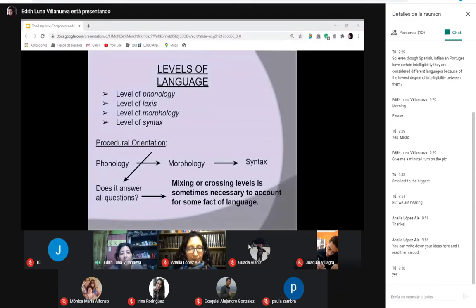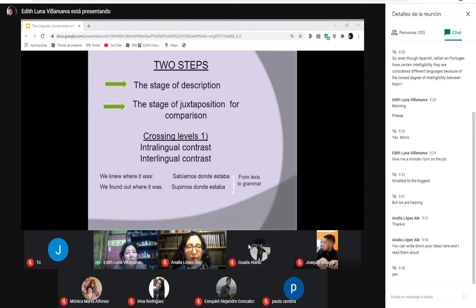Now, can you see what I'm seeing? Levels of the language. So we said that we need to mix and cross levels. So let's see what is meant by mixing or crossing levels. In order to do so, we need to recall how contrastive analysis is done. And I have simplified, because this is a simplified scheme or framework for contrastive analysis.